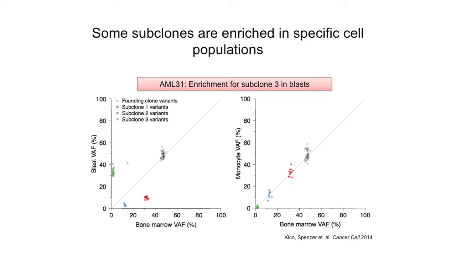But in AML 31, we see a similar picture but in a different population. On the left, I'm showing the blasts, and you can see that there's substantial skewing of the subclonal population. Subclone 1 and 2 seem to be depleted, and again this rare population, where the average VAF is 3% in the bone marrow, is greatly enriched in the blasts. And in the monocytes, you see this picture where it's falling on the diagonal.